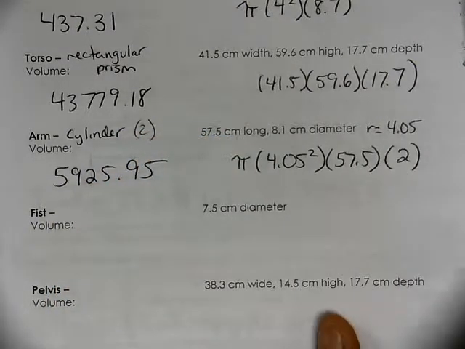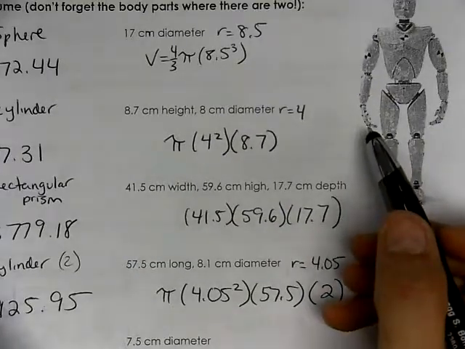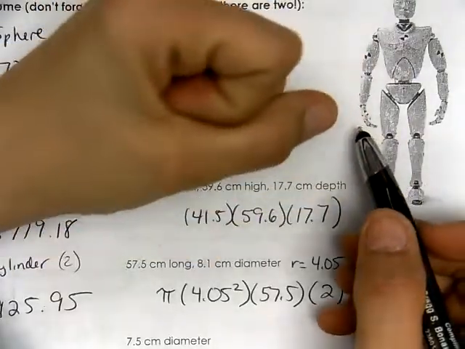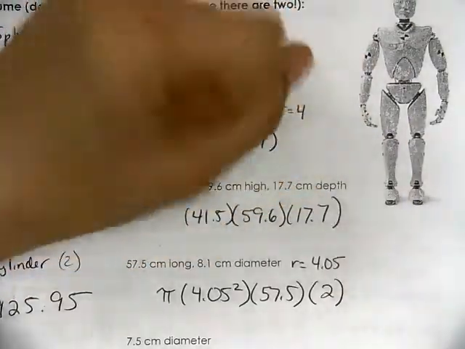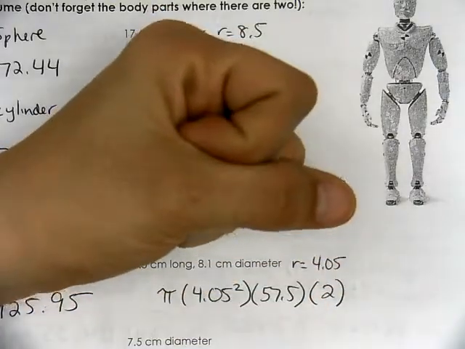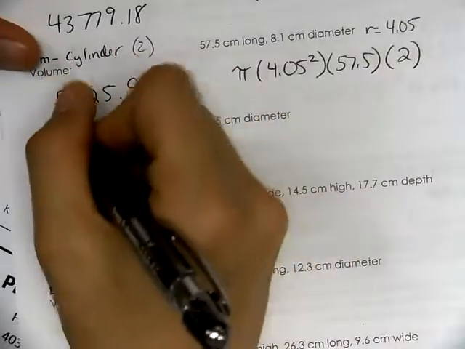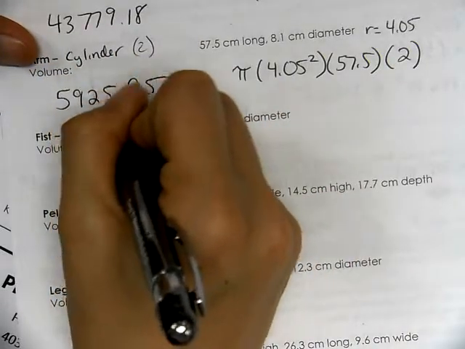Okay, the hand. To find the volume of a hand, we're going to assume it becomes a fist. So what shape would a fist be? Sphere. Could be a cylinder, but we're going to pretend it's a sphere. Remember, it's just kind of an approximation.